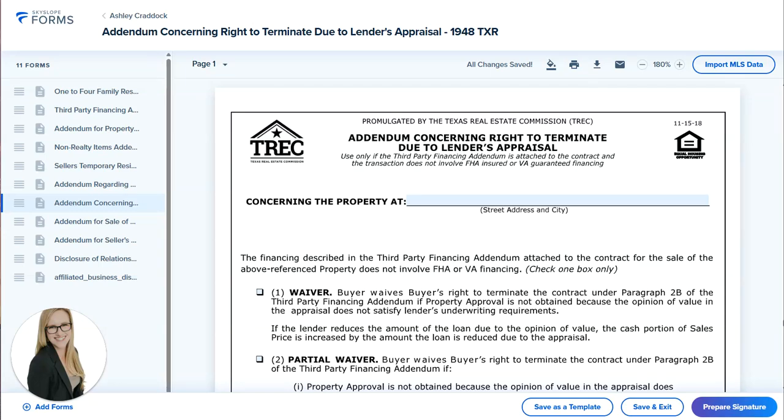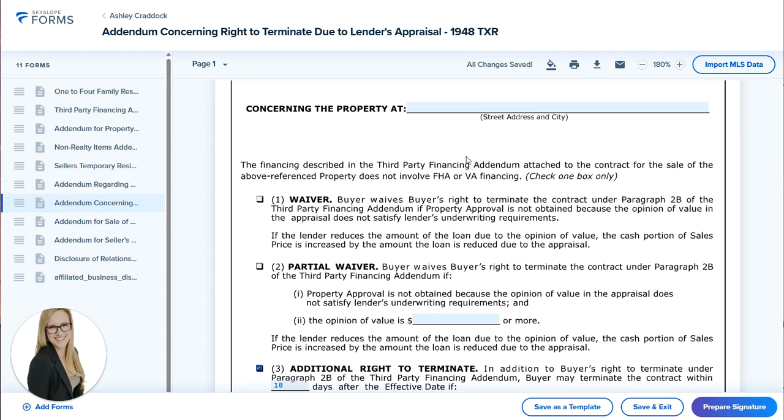The next form we're going to go over is the appraisal addendum. This is specifically for conventional loans, not for FHA or VA, like we talked about on our third-party financing addendum. It's already written in for FHA and VA. So this is specifically for conventional financing. It even reminds you here and here of that effect. So don't make a rookie mistake.